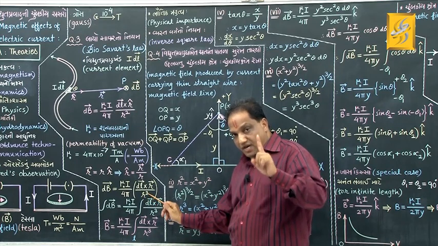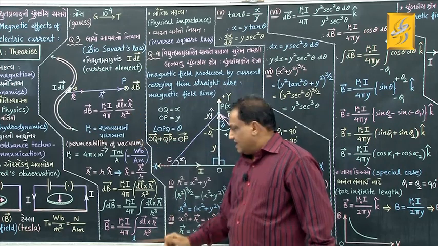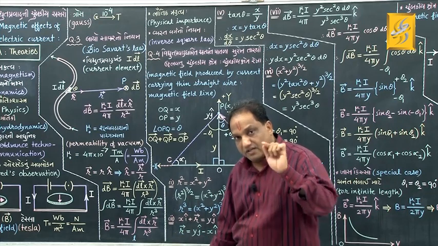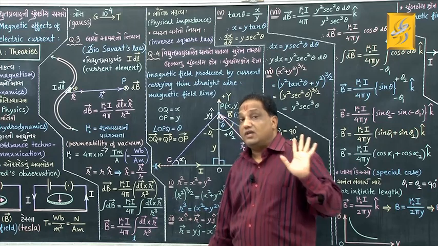Please remember, don't get confused. If it is hat, then it is square. If it is vector, then it is cube. Hat then square, vector then cube. Just remember, hat then square, vector then cube.